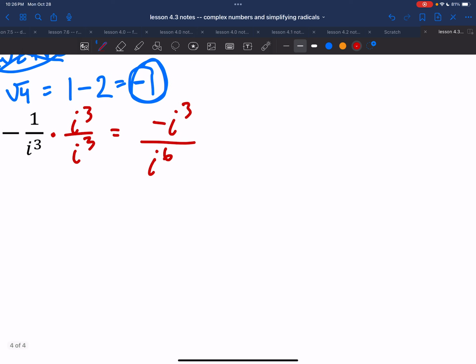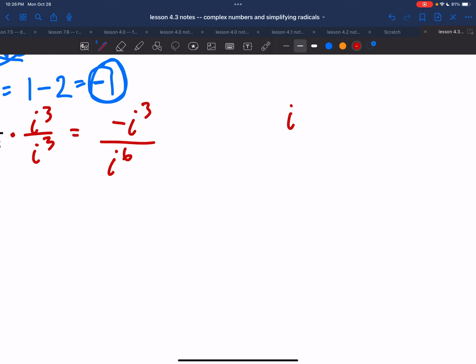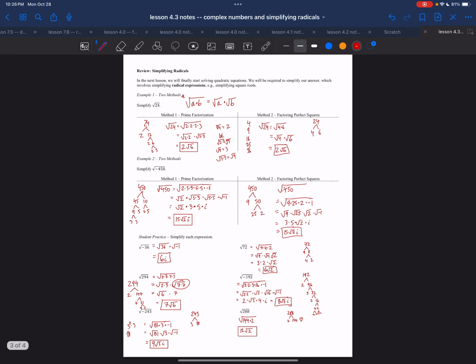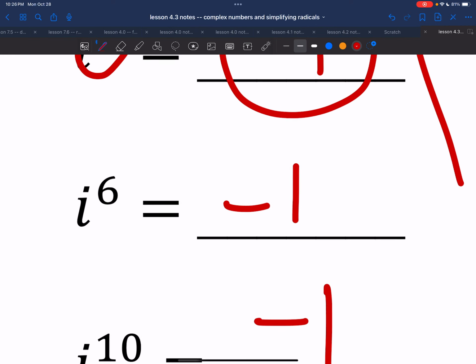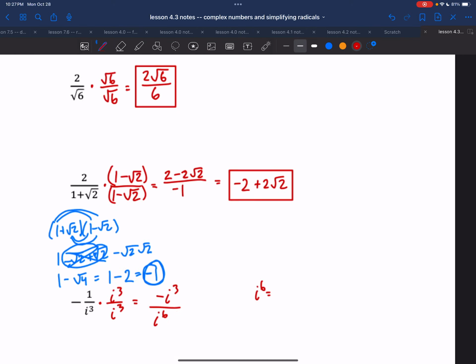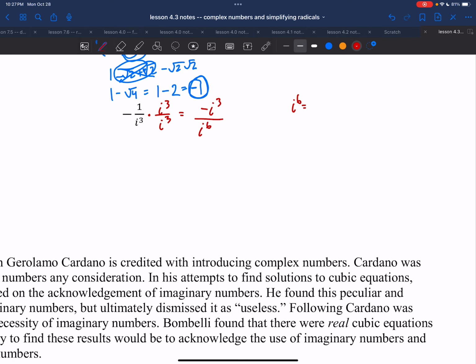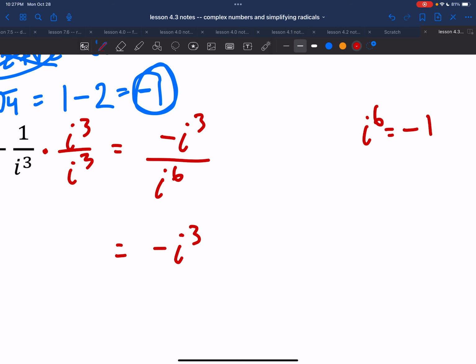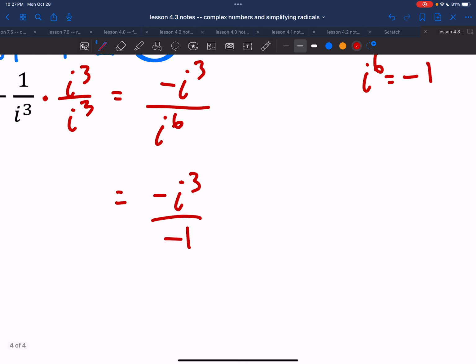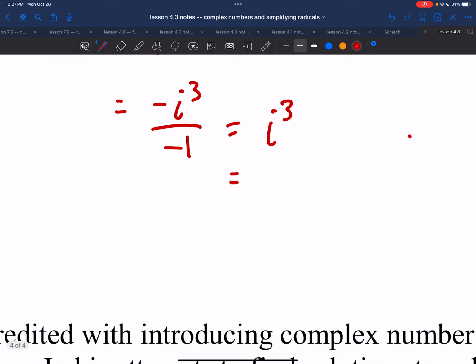Well, what is that? I to the 6th is, actually, we did it in the last video, right? Right here. i to the 6th is negative 1, because it's 2 more after i to the 4th. Oh my gosh. i to the 6th is negative 1, so you have negative i cubed over negative 1. Double negative makes positive, right? And so this becomes i cubed. Except, wait a minute, we know what i cubed is, right? It is negative i.